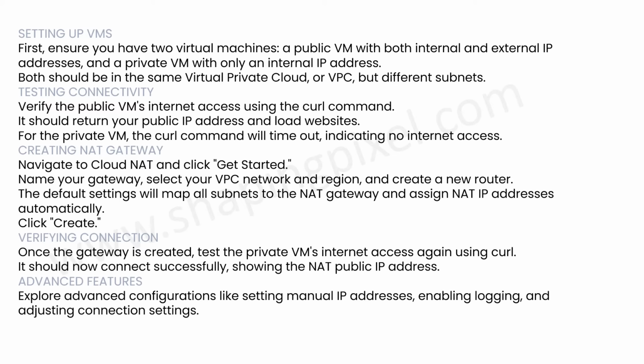Verify the public VM's internet access using the curl method. It should return your public IP address and load websites. For the private VM, the curl command will time out, indicating no internet access.